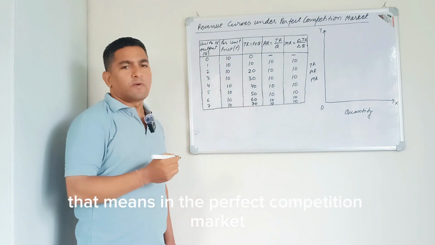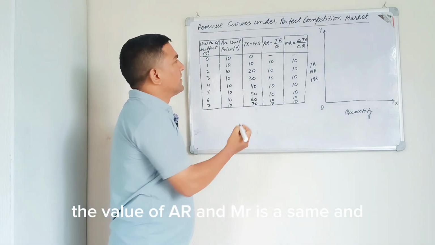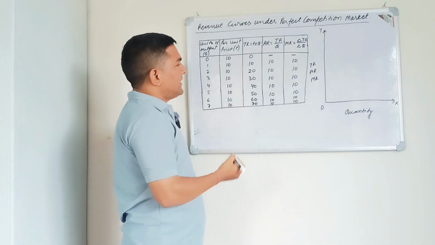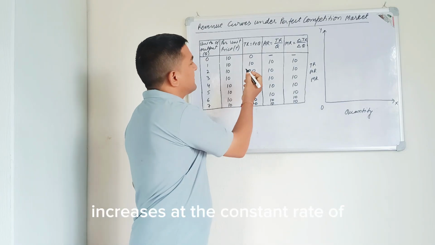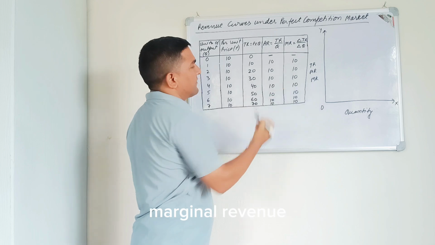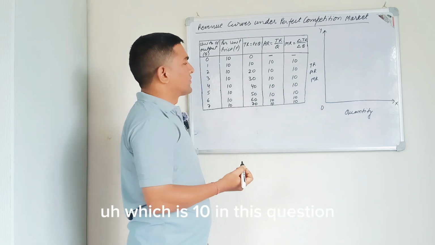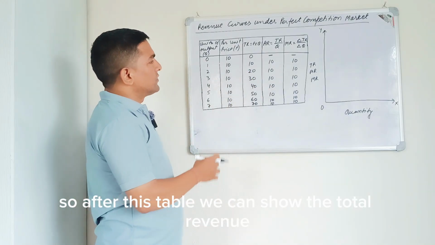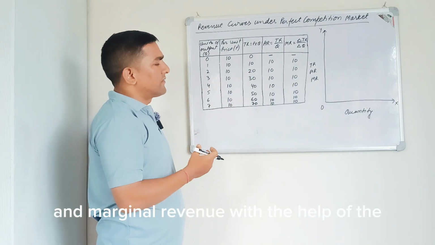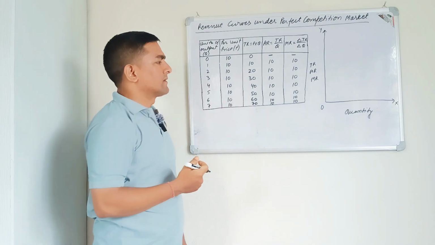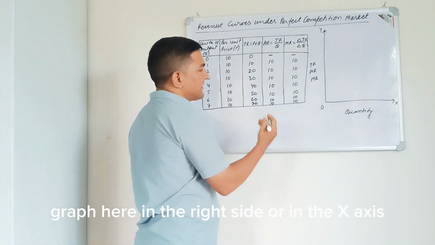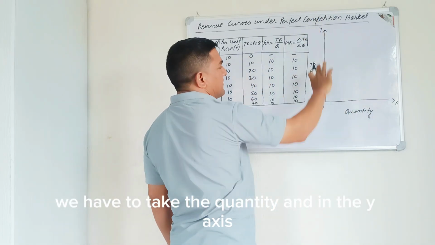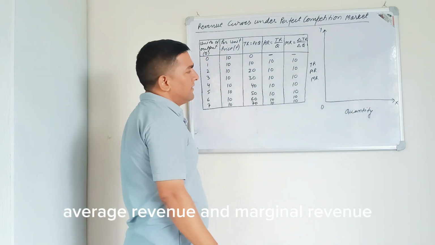That means in the perfect competition market, the value of AR and MR is the same, and it is constant, and the total revenue increases at the constant rate of marginal revenue, which is 10 in this question. So after this table, we can show the total revenue, average revenue, and marginal revenue with the help of the graph here on the right side. On the x-axis we have to take the quantity, and on the y-axis we have to take the total revenue, average revenue, and marginal revenue.